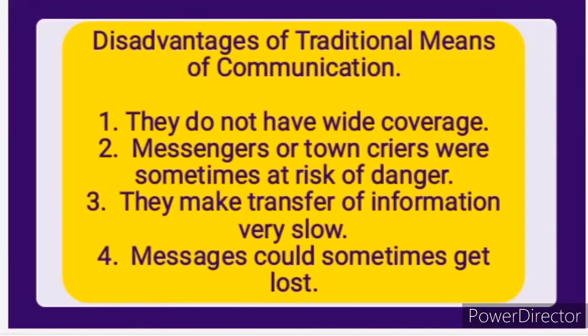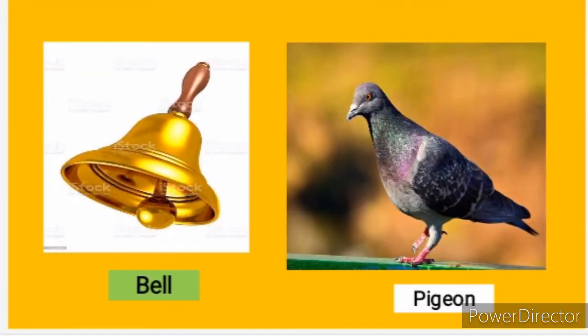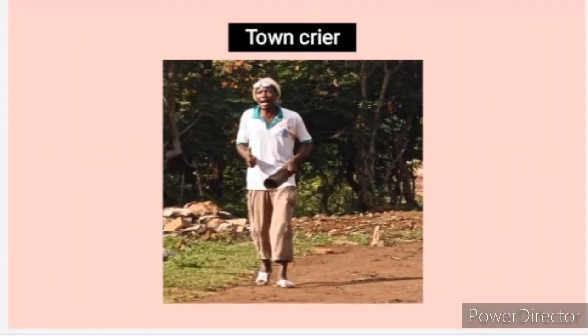Then the fourth disadvantage I have here is messages could sometimes get lost. So imagine training a pigeon to carry your letters. The pigeon could easily stray with your letter and the letter could get lost. Or even when a town crier has to go around, by the time he has repeated a particular announcement for up to 5 or 10 times, there's the possibility that he could forget some parts of the information that he wants to pass. And he could tell a particular area an incomplete information because he's human.